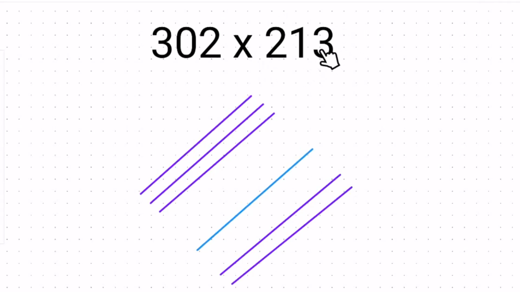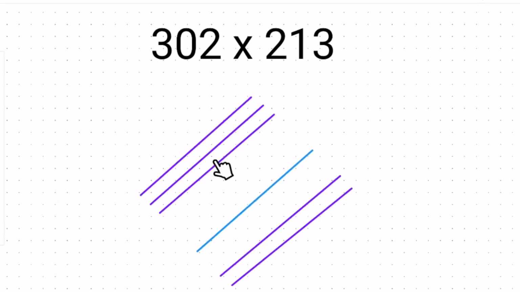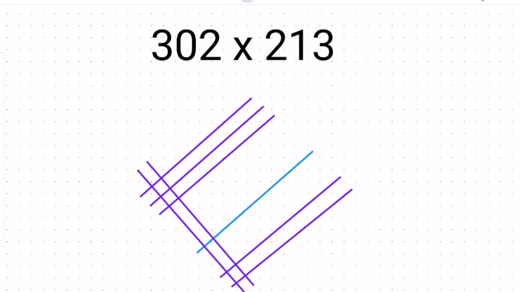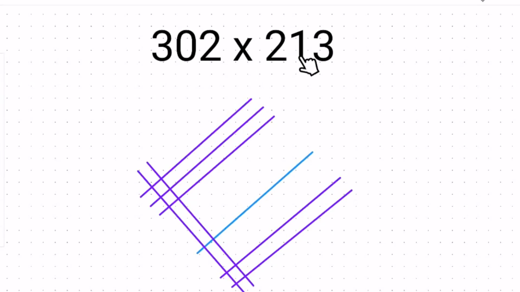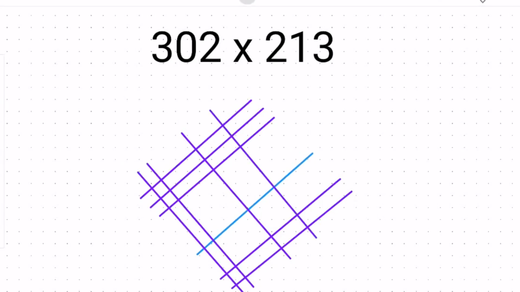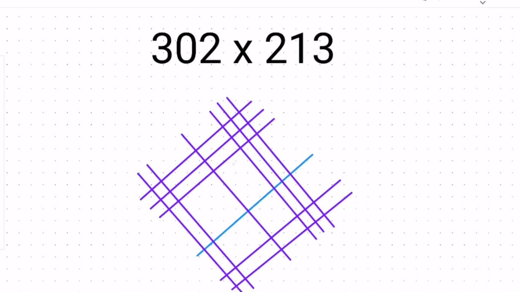Next, for the next number 213, put the lines in the opposite way, so this direction. Now for the 2, put 2 lines. Next, for the 1, put 1 line with a little space in between. Now for 3, put 3 lines with a little space between this line.